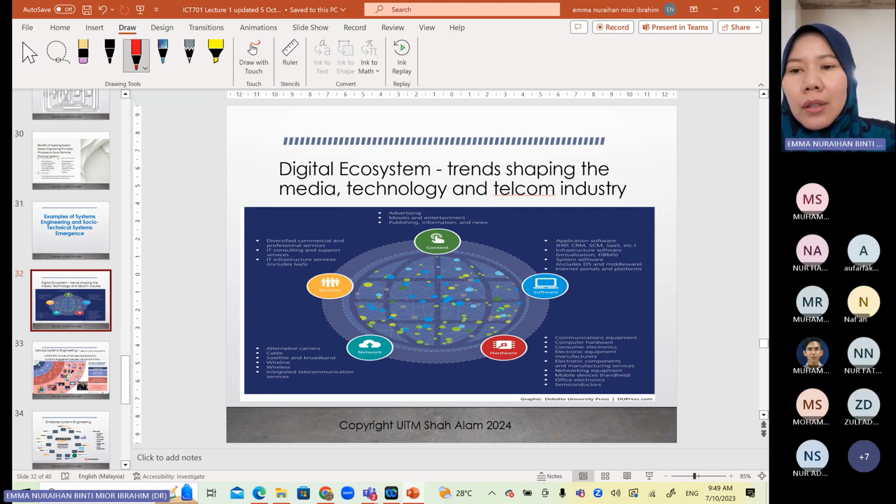Okay, so have you heard about digital ecosystem? Pernah dengar? Okay, ini contoh lah ya, contoh digital ecosystem. Ini more to like hard and also soft problems ya. Trend shaping in the media, technology and telco industry. So kalau kita tengok dulu, kalau media, setakat TV je lah ya, TV.